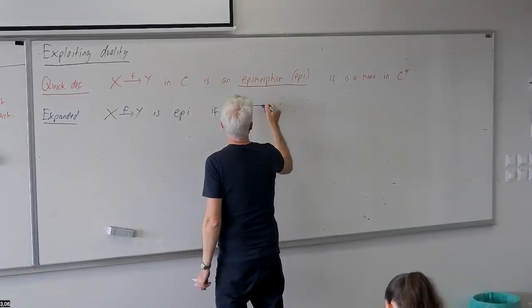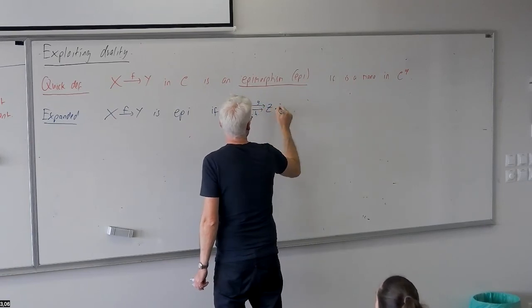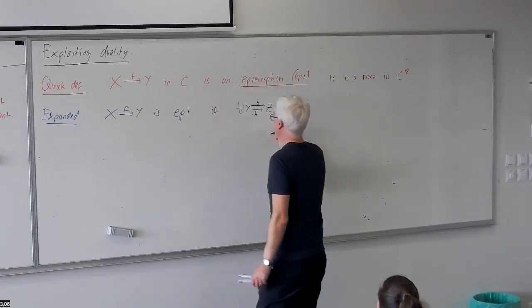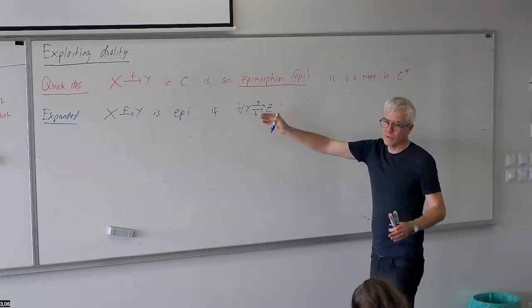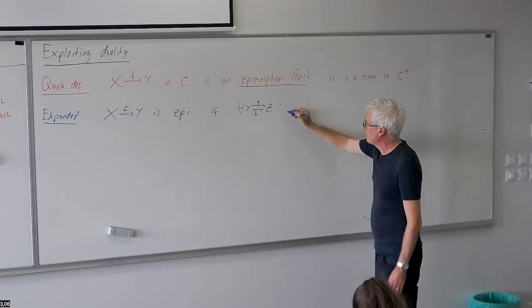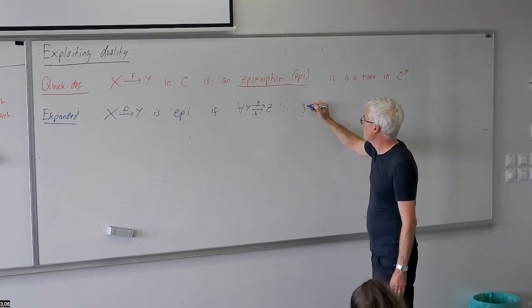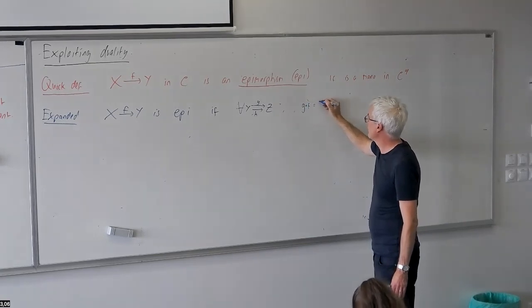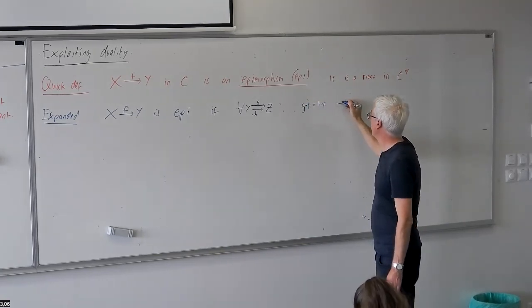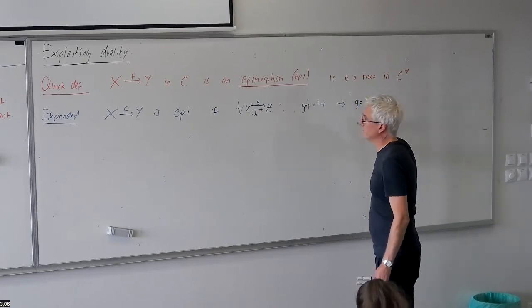So for all maps, let's call them G and H, pairs of maps, G and H to some common codomain Z. So again, this is saying for all Z and for all pairs of maps G and H coming to Z, we have the same implication that we have for monomorphisms, which is that if G composed with F equals H composed with F, then G equals H.